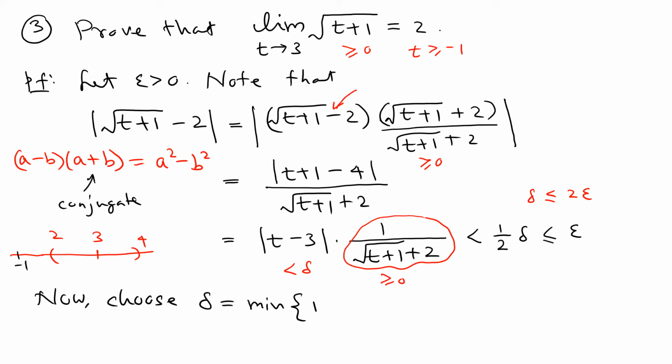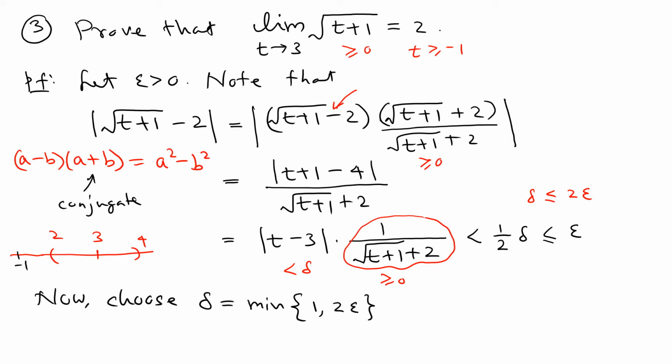That means there is no discontinuity here, no undefined point. That's exactly how to do that. We just put some number so that it doesn't go that far. That's why I put 1 here, because if you don't put that there, the argument is wrong. And then we get the minimum of 1 and 2 epsilon.